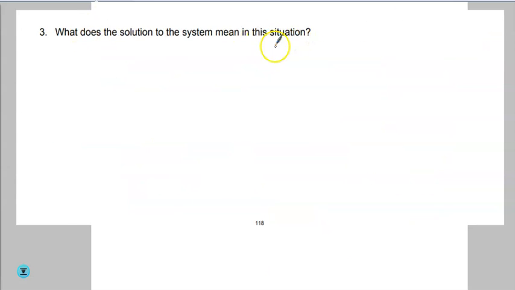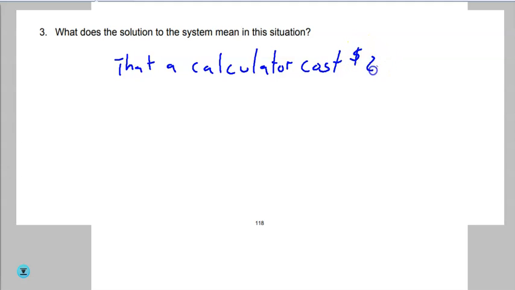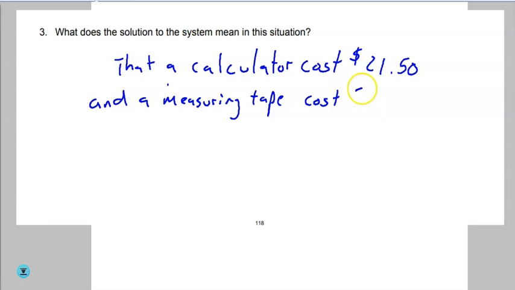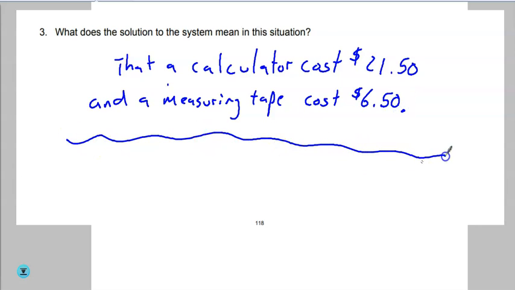So what does the solution mean in the situation? It means that a calculator cost, because C was the cost of a calculator, $21.50. So calculator cost $21.50, and a measuring tape cost $6.50. One of each, right?